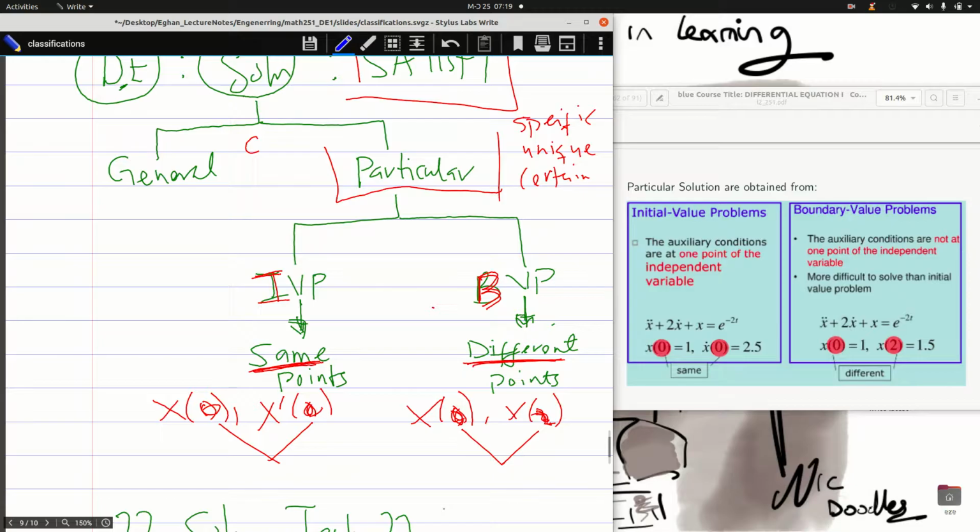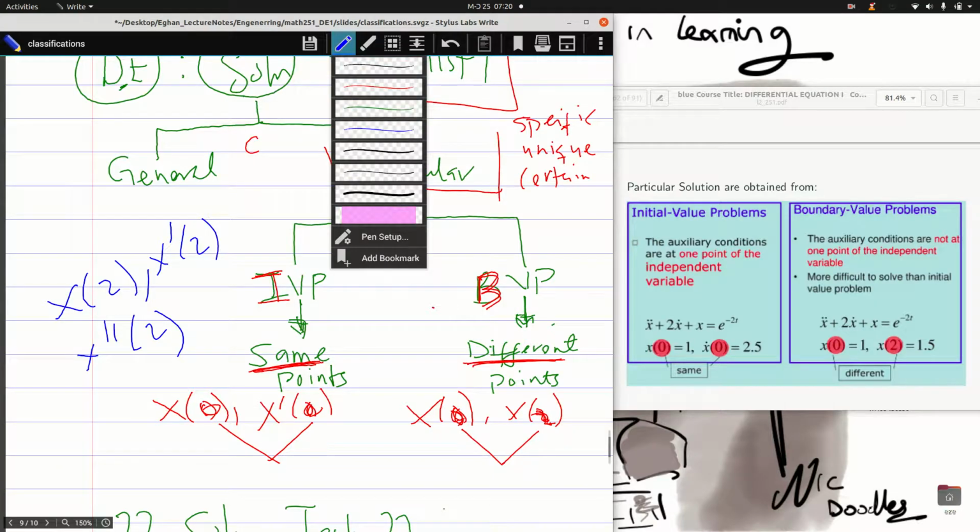Some of them can start at 2, and then x prime at 2, x prime prime at 2. This is still an initial value problem because all the points are defined at 2. Again, the number of conditions to add depends on the order of your problem.